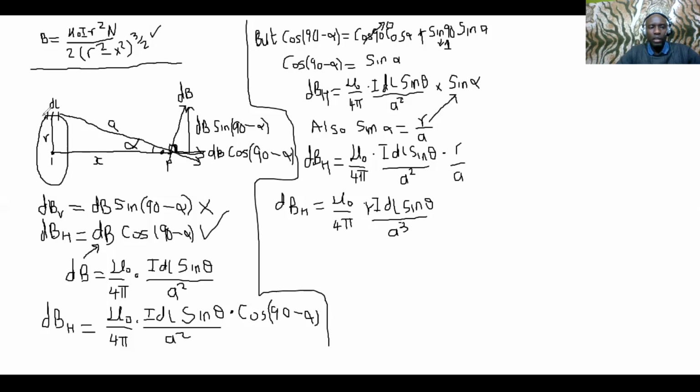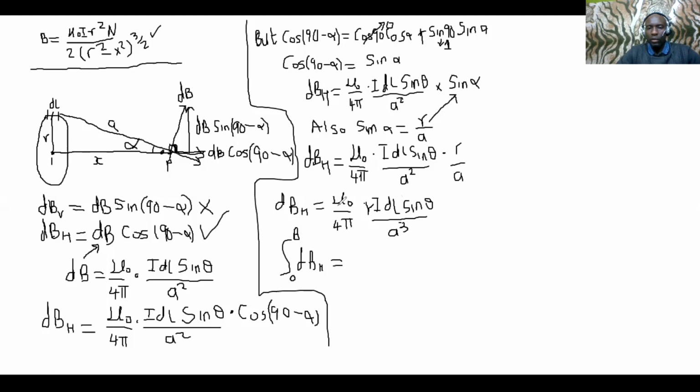Now if we consider all elements along the circular coil, we need to find the summation of the horizontal component along the circular coil. To get that summation, we are going to integrate this expression. Therefore, let us integrate dBH with limits from 0 to B, which is the total magnetic field.